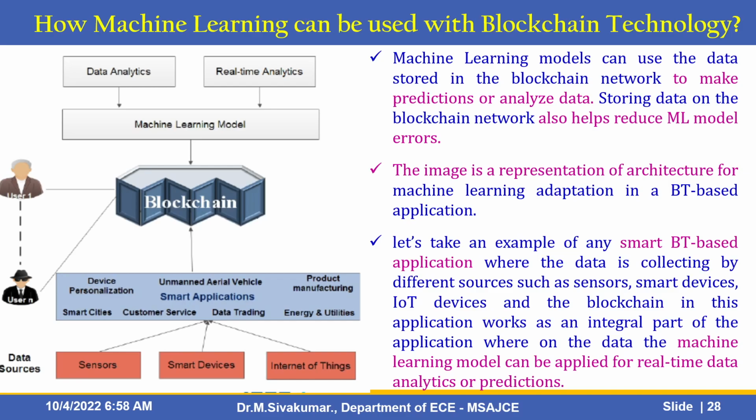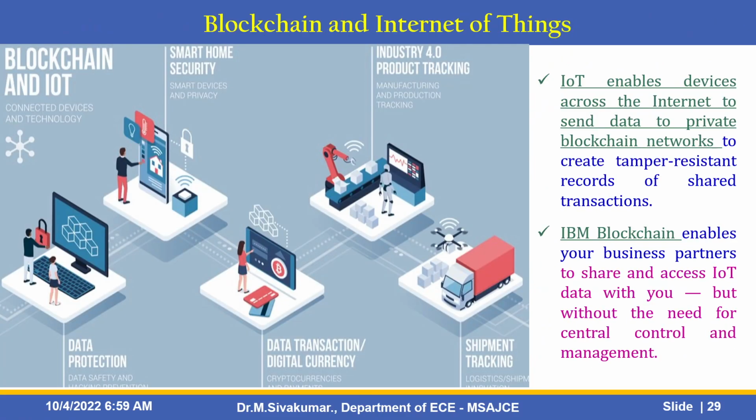The image is a representation of architecture for machine learning adoption in blockchain technology based applications. Let's take an example of any smart blockchain technology based application where the data is collected from different sources such as sensors, smart devices, IoT devices, and the blockchain in these applications works as an integral part of the application, where on the data the machine learning model can be applied for real-time data analytics or predictions.